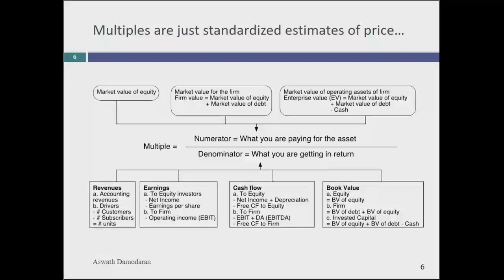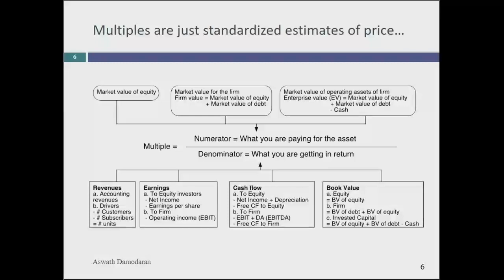You could divide by earnings. The earnings can be equity earnings, which is net income, or it can be operating income, but it's a measure of earnings. You can divide by cash flows, which for equity can be net income plus depreciation, or if you're looking at the entire firm, can be operating income plus depreciation, which is EBITDA.